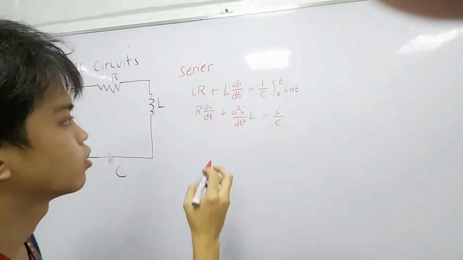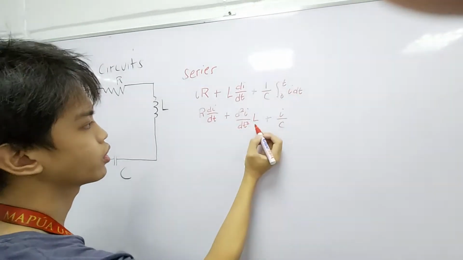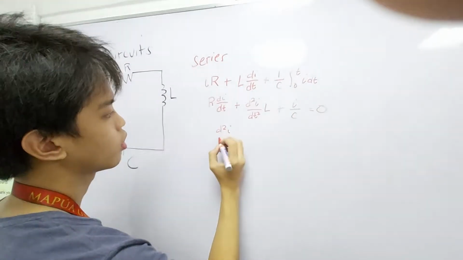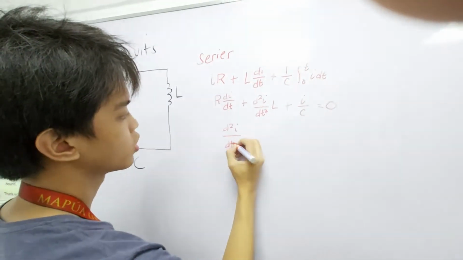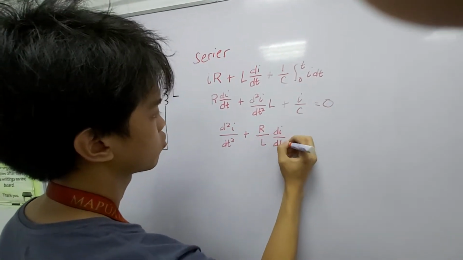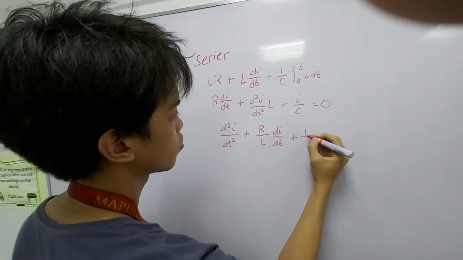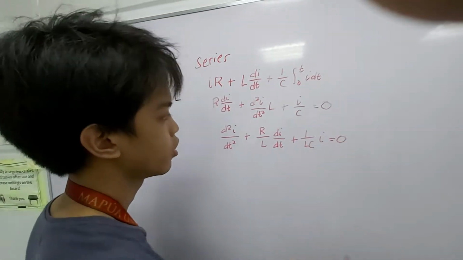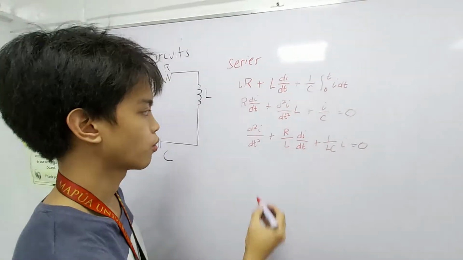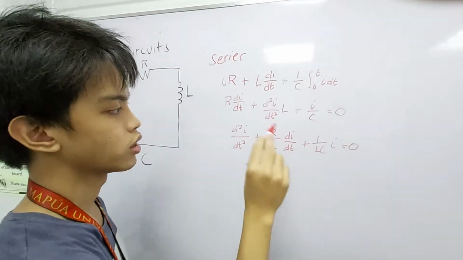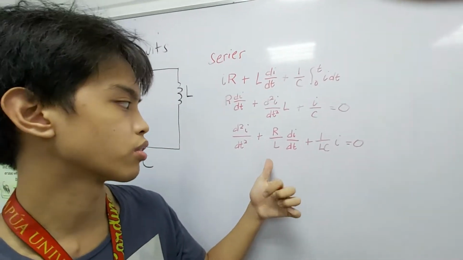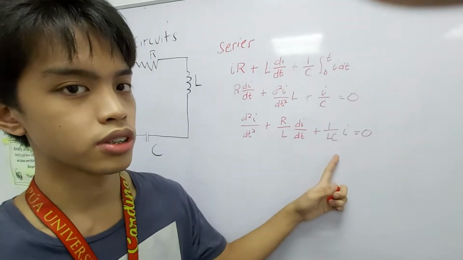equation easier to understand. And from here, we can divide all sides by L, rewriting the equation whilst dividing by L. This would be our differential equation for series RLC circuits: d squared i over dt squared plus R over L di over dt plus 1 over LC times I equals 0, wherein L is the inductance or the inductor, R is the resistance, and C is the capacitance.